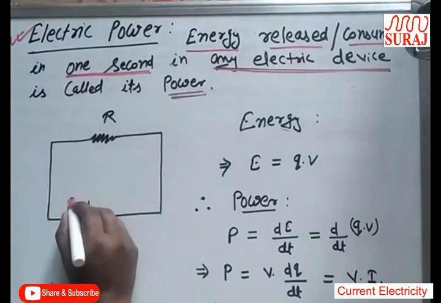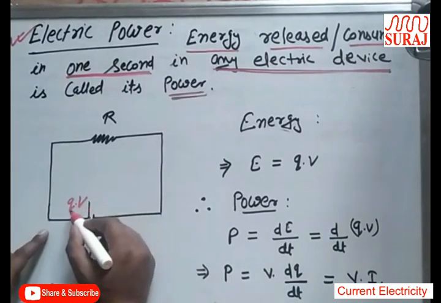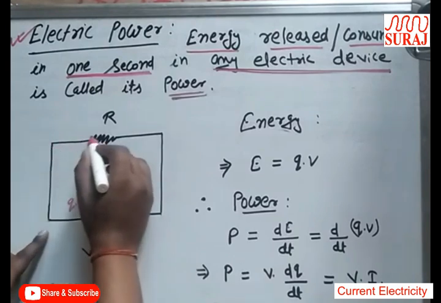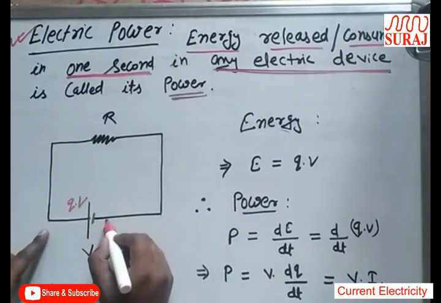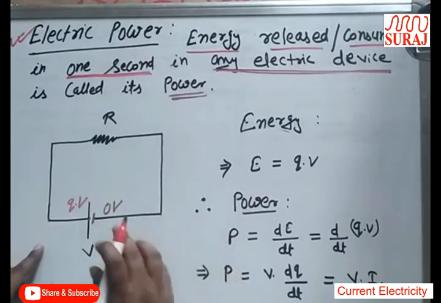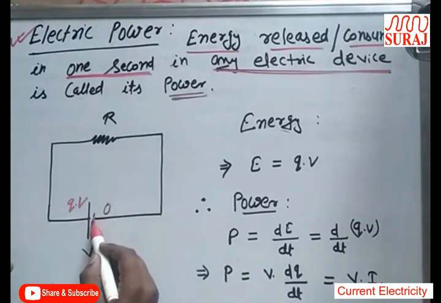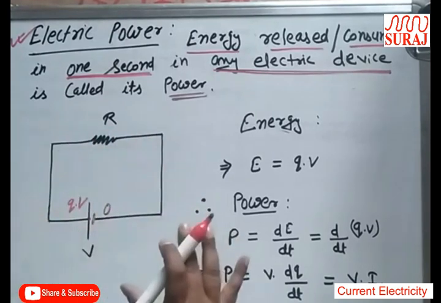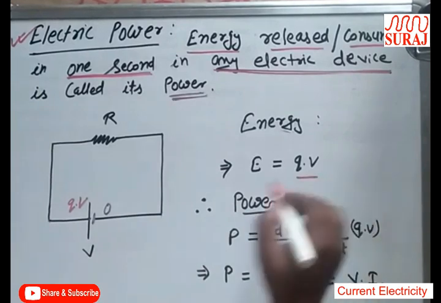So how much energy will this charge have? Q into V. This Q into V is the energy given to the charge Q, and because of this energy the charge will move and again come back to its negative plate by dissipating all of its energy, 0 joule. Now again this charge will get energized inside the battery and start flowing again. This phenomenon is continuous. So the energy dissipated through this resistance R can be written as Q into V.